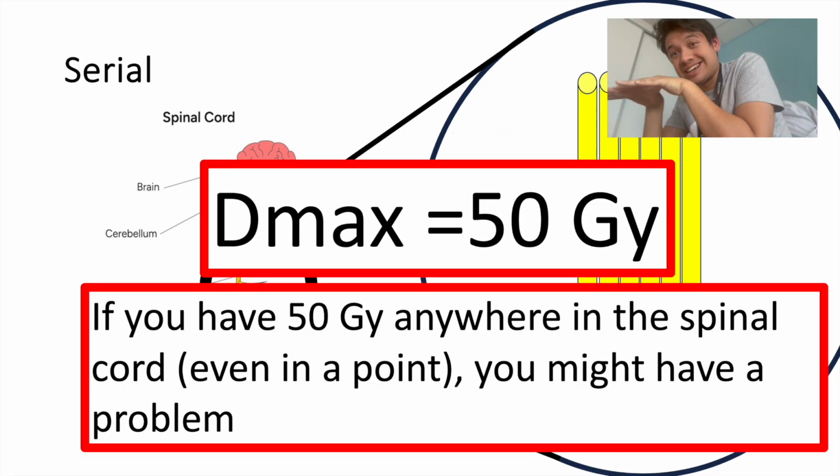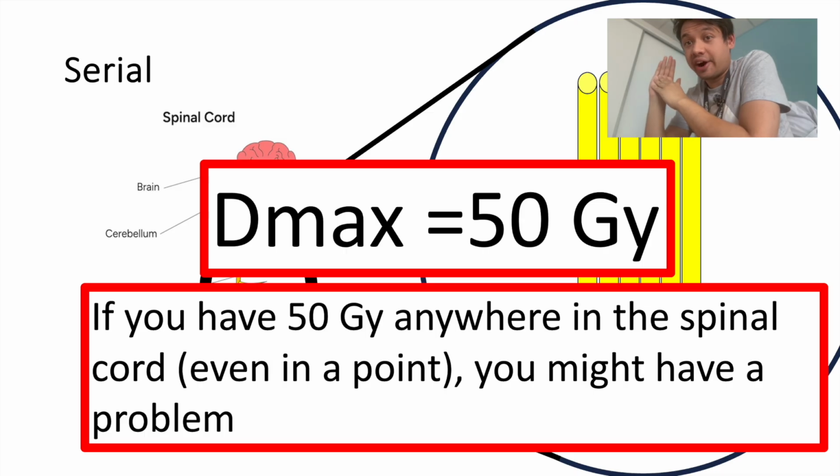So when you see Dmax is equal to 50 gray, this means that you can't go higher than 50 gray, and if you have 50 gray or more than 50 gray anywhere in the spinal cord, of course, you might have a problem, a toxicity, in this case a myelopathy.